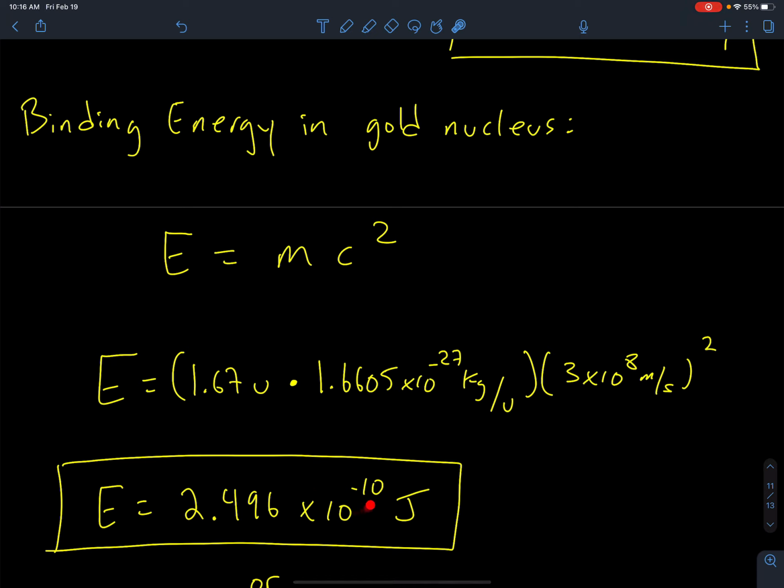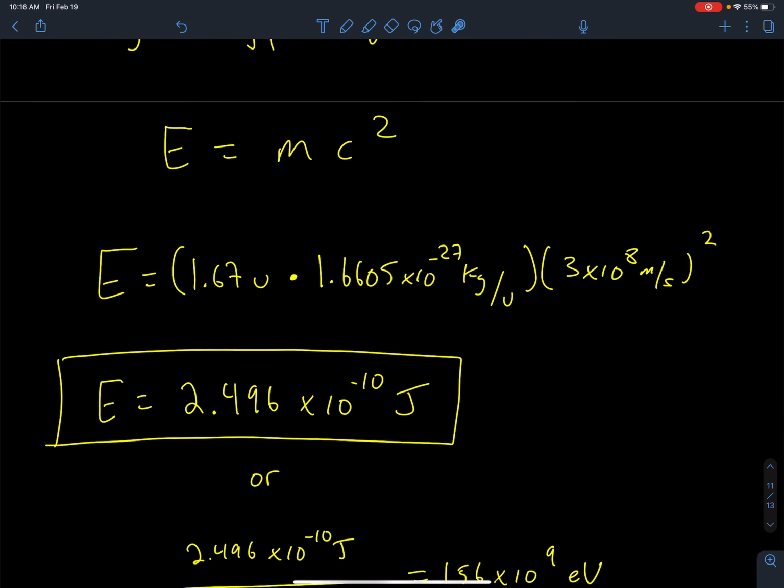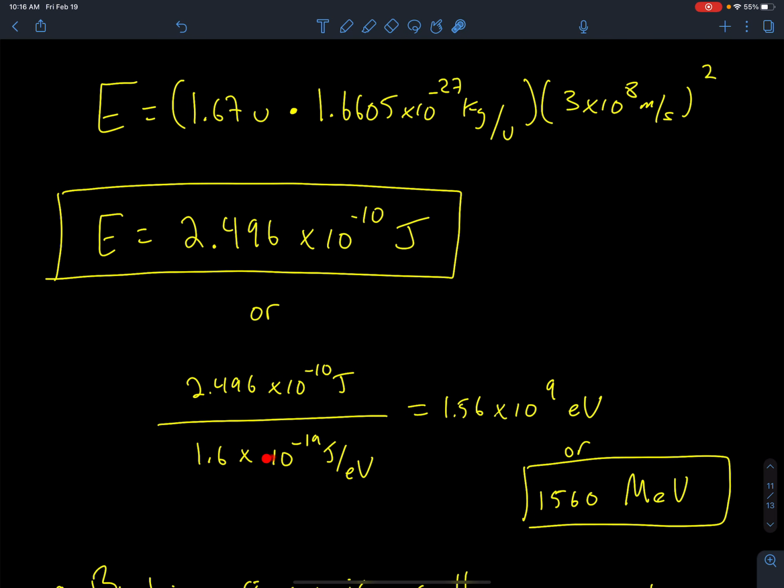Now, remember, in atomic physics, we don't like to use these exponents down there. So we found a new unit of energy called electron volts. So I can convert this into electron volts by dividing by 1.6 times 10 to the negative 19 joules per electron volt. And then that gives me a value of 1.56 times 10 to the 9 electron volts, or 1,560 mega electron volts. So you'll see this often as units in the problems in your textbook. Okay, calculate the electron volts of binding energy. Okay, so that's a lot. That seems like it's a lot of electron volts for the binding energy of the nucleus.